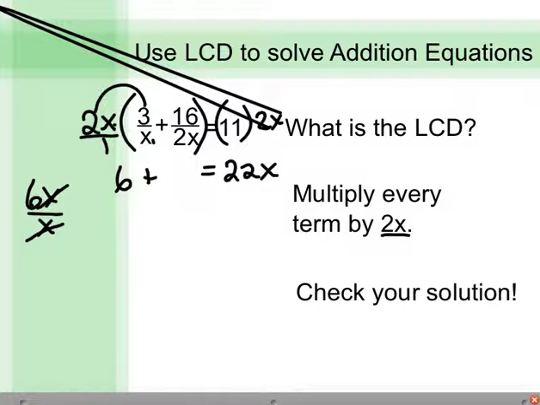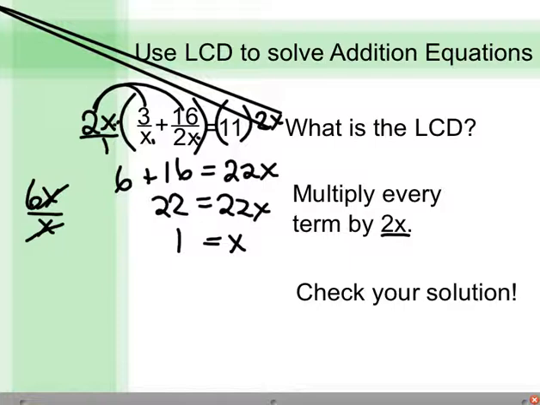And the same for my next rainbow, okay? The 2x and the 2x cancel out, so I just get 16, which means I get 22 here equals 22x, so x really just equals 1. And we can plug it in and see that it's not going to make the denominator 0.